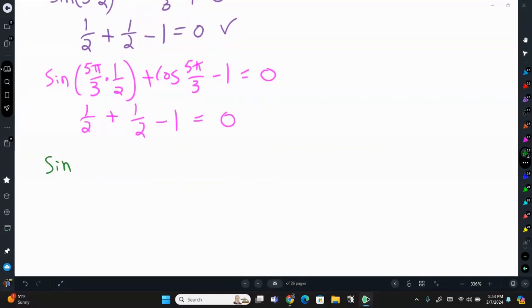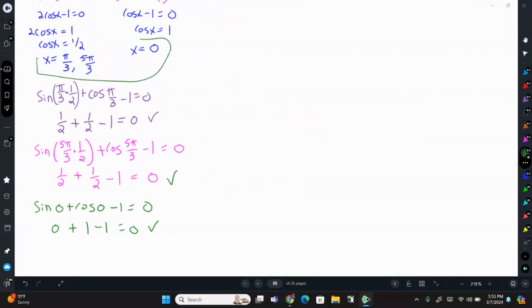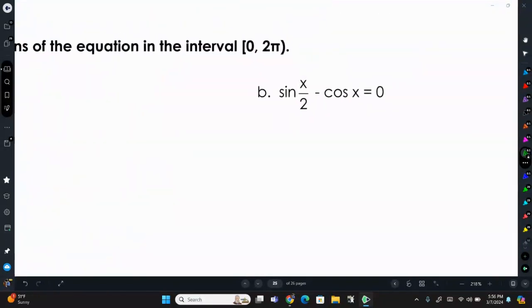sine of 0 plus cosine of 0 minus 1 equals 0. Well, I didn't do the times 1/2 for sine this time because anything times 0 is going to be 0. Sine of 0 is 0. The cosine of 0 is 1. Minus 1 is 0. That checks out too. So those three solutions all work out for us. All right, and then letter B, we have the sine of x over 2 minus cosine x equals 0.